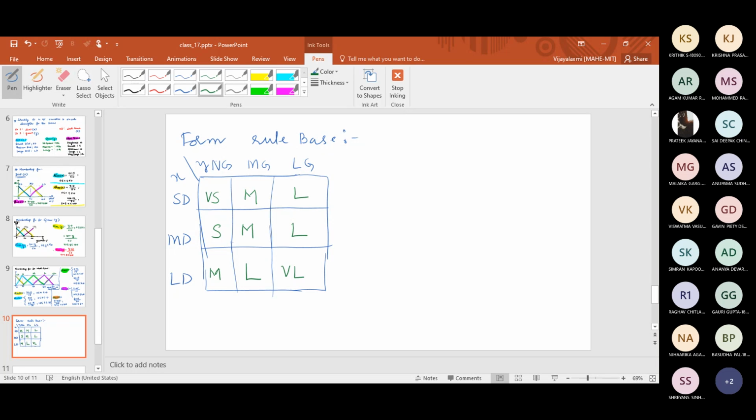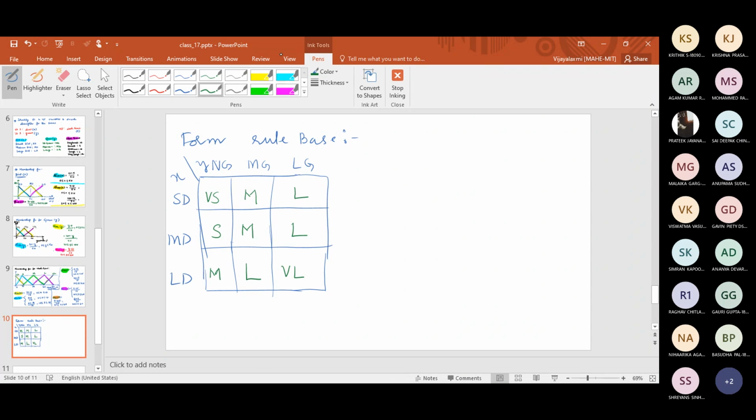this table and you're forming the rule base. Actually, this is what gives you an idea. If small dirt and no grease, then the output is very small. Okay, this is how we develop.